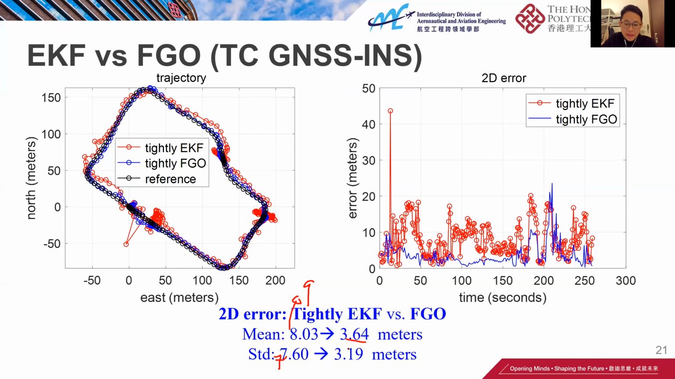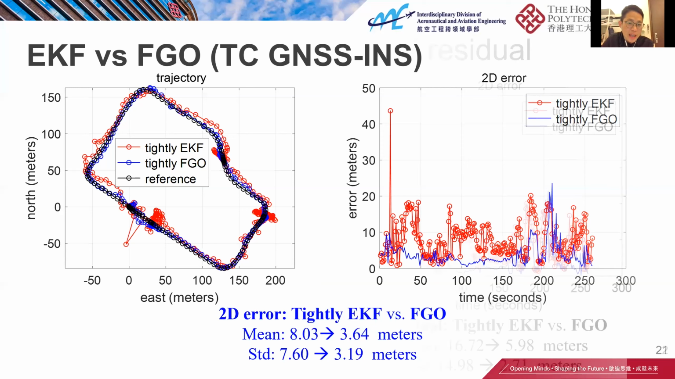Bear in mind that the setting of the covariance matrix and the model are exactly the same between EKF and FGO. The difference is how we implement the maximum a posteriori estimation. So let's look at the 2D errors here. You can see the error becomes much smaller for FGO.